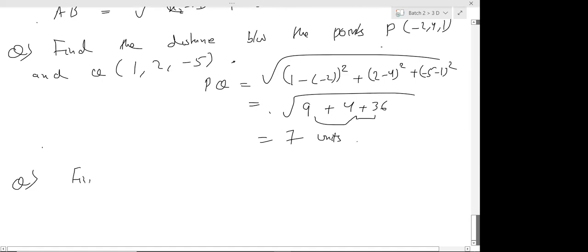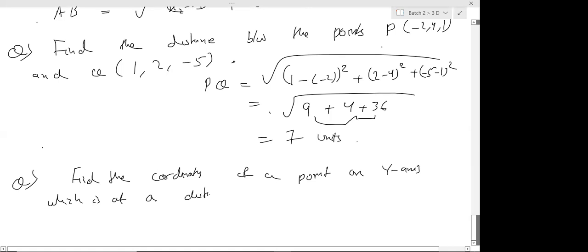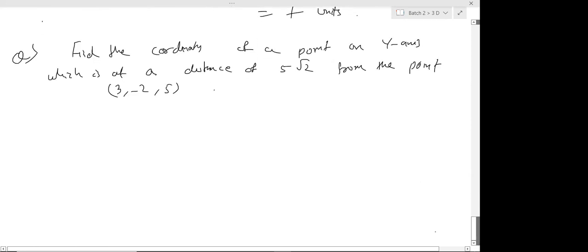Find the coordinates of a point on the y-axis which is at a distance of 5 root 2 from the point (3, -2, 5). All right, try to solve this one. I'll give you a few minutes.